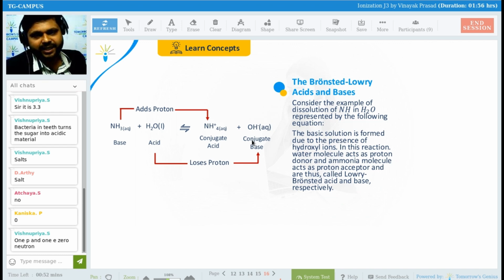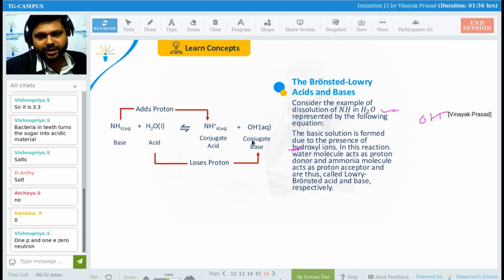See here, NH3 in H2O. What is happening here? The basic solution is formed due to the presence of what? Hydroxyl ion, that is OH minus ion. And this water molecule acts as a proton donor. See here guys, water molecule acts as a what? Proton donor. How will it be donating the proton?